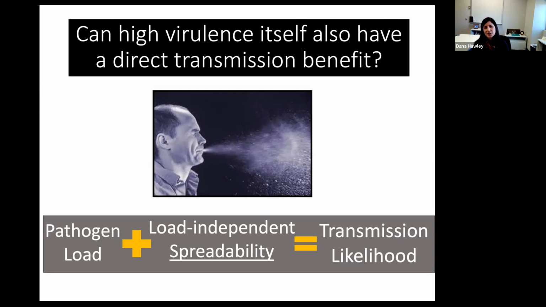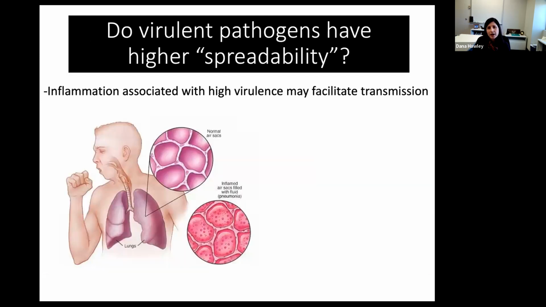And spreadability is essentially a load-independent measure of how good you are at spreading the pathogen load that you have inside of your body. So a host's transmission likelihood would be a function of both how much pathogen load they have, but then also how good they are at actually coughing out that pathogen load or depositing that load they have onto a bird feeder, for example. So one can imagine why virulence might be associated with higher spreadability.